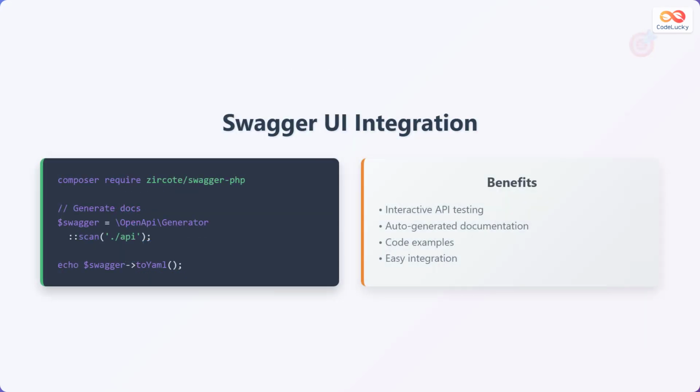To integrate Swagger UI, first require the zircote/swagger-php package. The command for this is composer require zircote/swagger-php. Then, generate your documentation by scanning your API directory. Finally, output the documentation to YAML format. Some benefits of using Swagger UI include interactive API testing, auto-generated documentation, code examples, and easy integration.